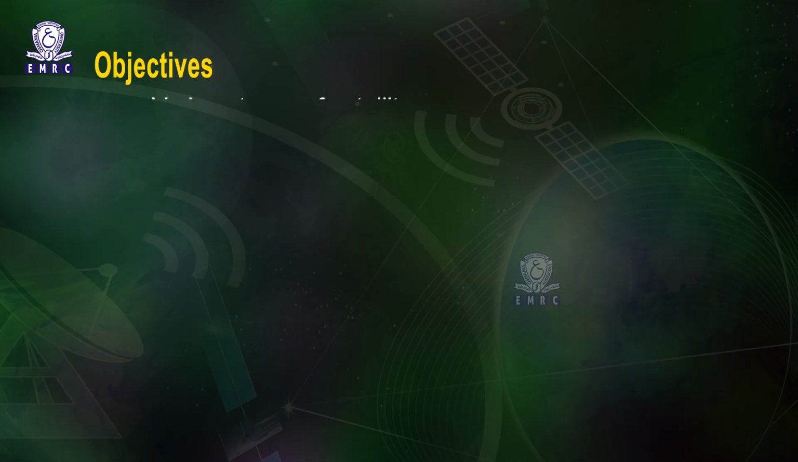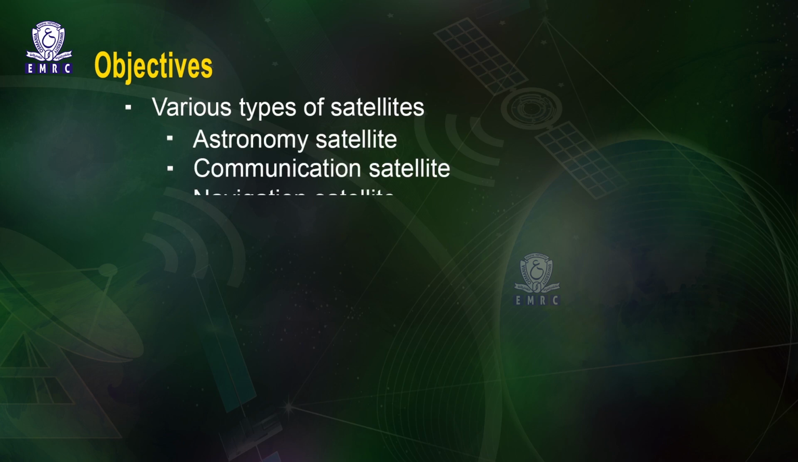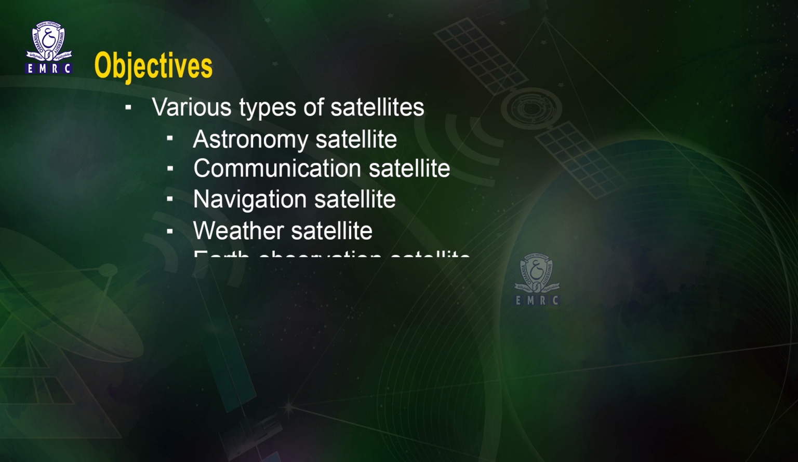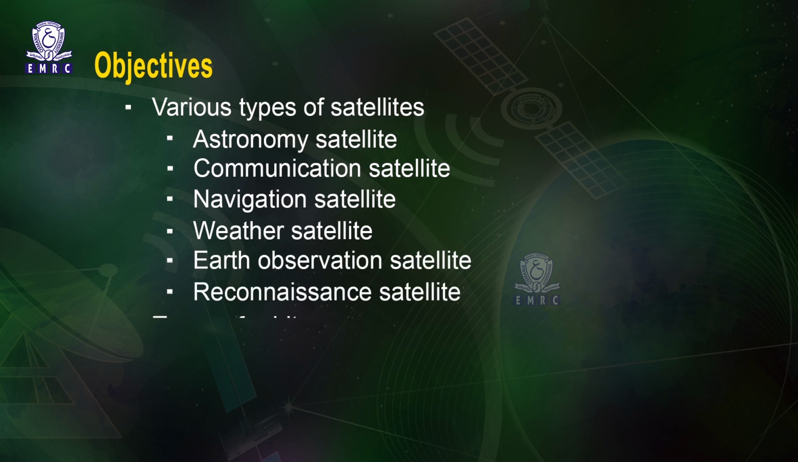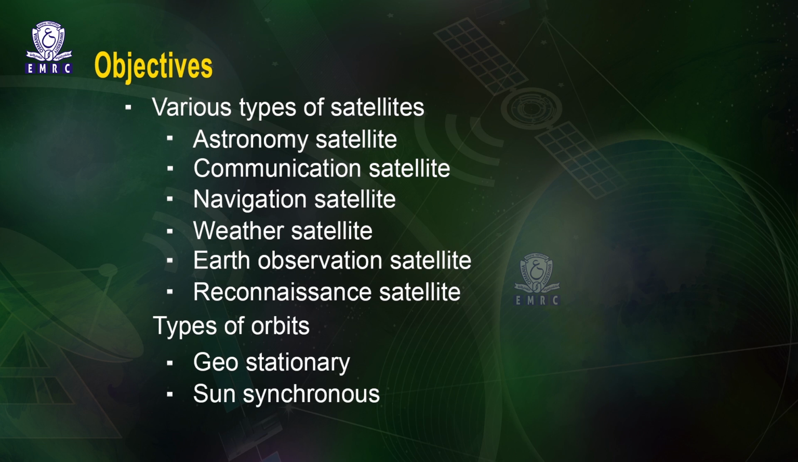In this chapter, we will be discussing various types of satellites: astronomy satellite, communication satellite, navigation satellite, weather satellite, earth observation satellite, reconnaissance satellite, and types of orbits: geostationary orbits and sun synchronous orbits.